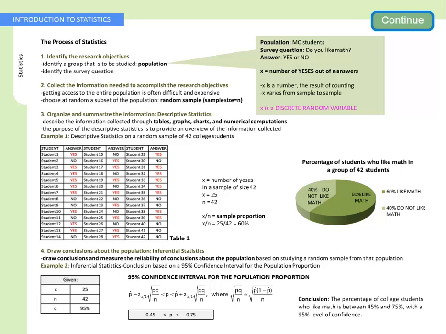Inferential statistics formula was used to calculate a 95% confidence interval for the population proportion of Mission College students who like math. The conclusion of the study is that between 45% and 75% of Mission College students like math, with a 95% level of confidence. This is another bird's-eye view of the statistics you'll study this semester.